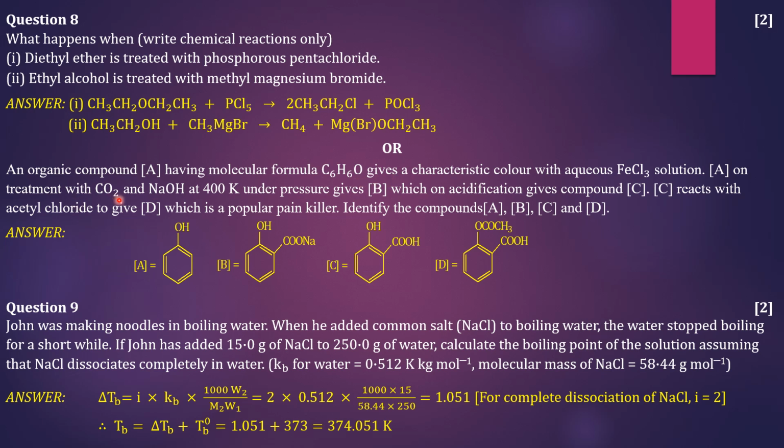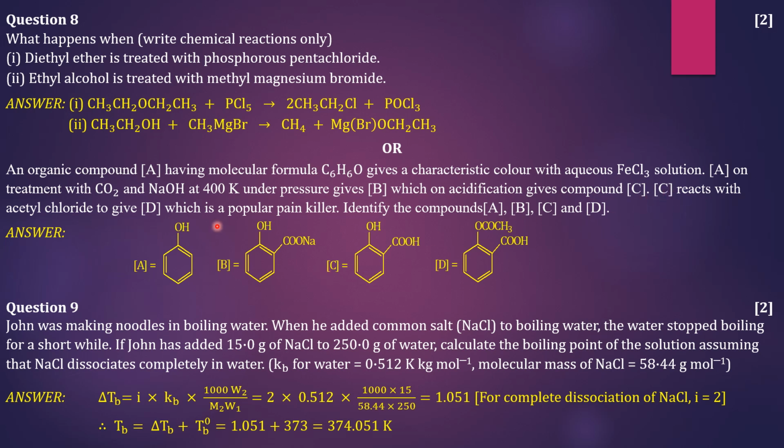A on treatment with CO2 and NaOH at 400 Kelvin under pressure gives B, which on acidification gives compound C. So this looks quite like the Kolbe-Schmitt reaction. In some of the books it is written Kolbe's reaction, that gives actually salicylic acid. Initially it gives sodium salicylate because the medium is NaOH, so the acid will remain as a sodium salt. On acidification the COONa will become COOH, so it gives you salicylic acid.